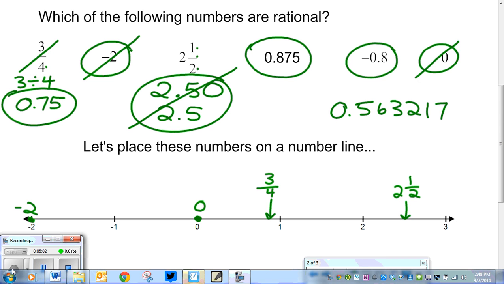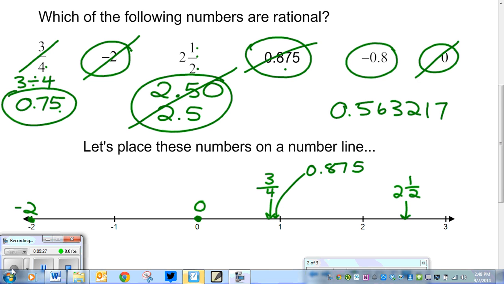So 3/4 is done. So now I have 0.875. Well, if I compare the decimals of 0.75 and 0.875, 0.875 is larger. So 0.875 is closer to 1, which means it's going to have to be in here, in between 3/4 and 1, pardon me. So 0.875 is going to go there.